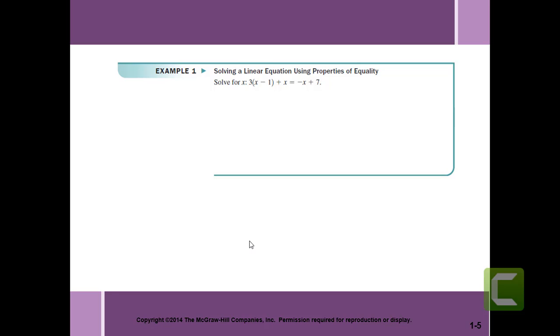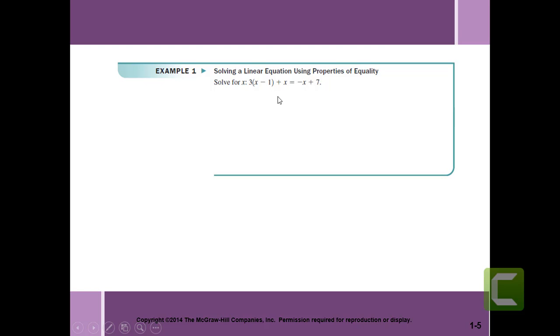Here's an example. It says solve the linear equation using properties of equality. The first thing we're going to do is look at this, and we say, 3 times the quantity x minus 1 plus x equals negative x, or the opposite of x, plus 7.